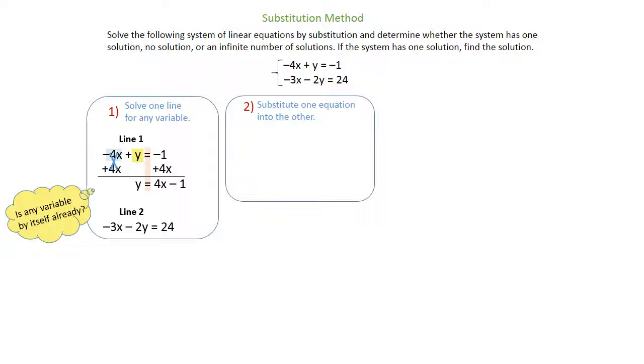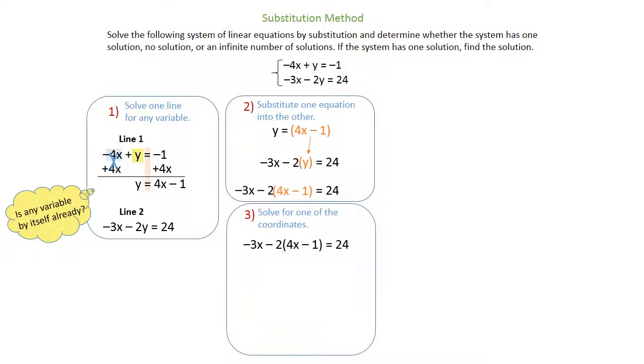Now I'm all set to substitute one equation into the other. So take the two equations over. The one that I solved for y, that's the one that I want to substitute into the second equation. And since I solved for y, I want to put that in the y spot in the second equation. So we're going to drop the 4x minus 1 in for the y in the second equation. This is what it looks like. You're going to move the negative 3x and the minus 2 down and just insert or substitute the 4x minus 1.